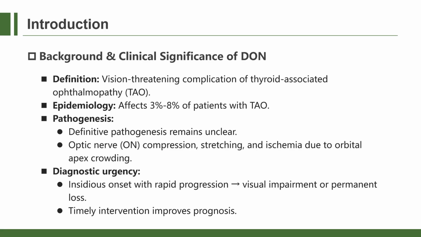DON, a vision-threatening complication of TAO, affects about 3% to 8% of patients with TAO. Although its definitive pathogenesis remains unclear, it is generally attributed to optic nerve compression, stretching, and ischemia caused by orbital apex crowding. DON usually presents with an insidious onset and rapid progression, resulting in obvious visual impairment and even permanent visual loss. Therefore, timely diagnosis is crucial for implementing effective interventions and improving patient prognosis.